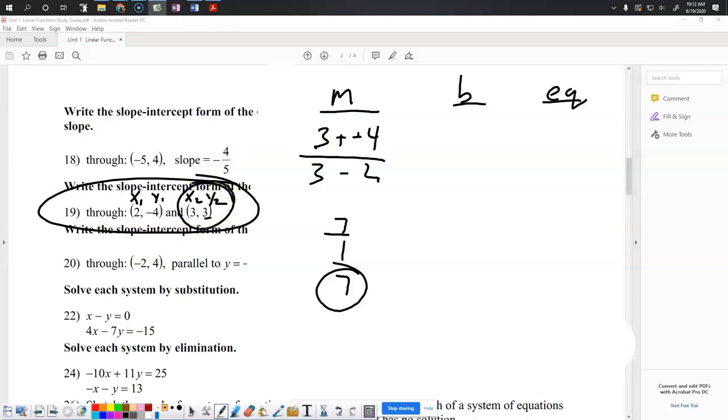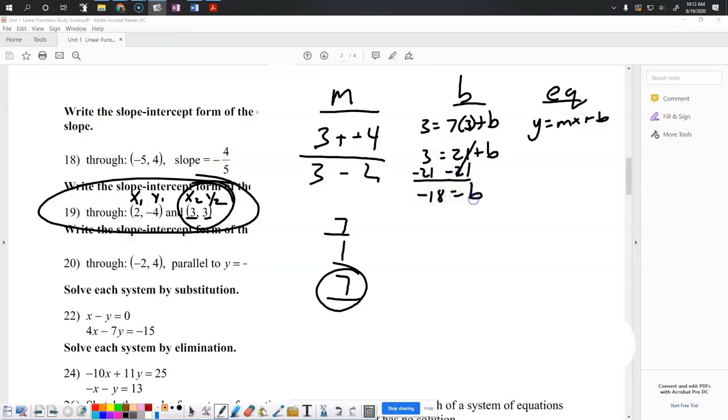You're going to plug in the 3 for y, you're going to plug in the 3 for x, and you're going to plug in the 7 for m to our slope-intercept equation, right? So if I plug in 3 for y, 7 for m, and 3 for x, we can solve for b. So b is negative 18. Now that we've done that, we can write our equation. We take our answer from the first part and our answer from the second part, and we just put them in the equation like so. And there's our final answer.